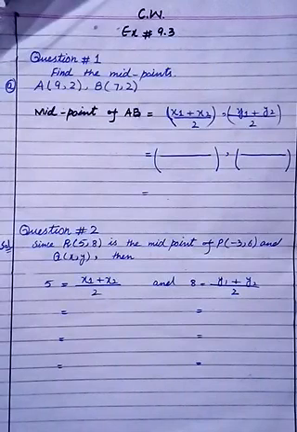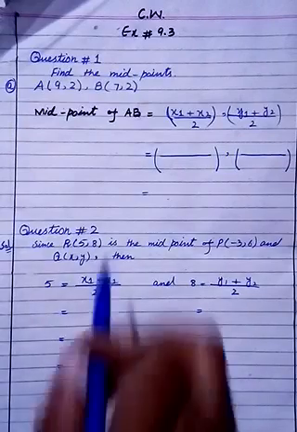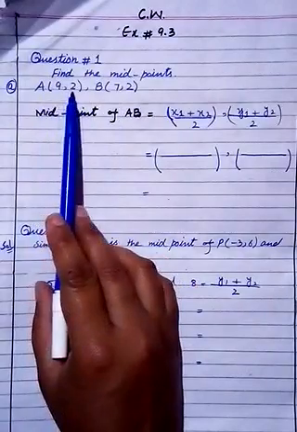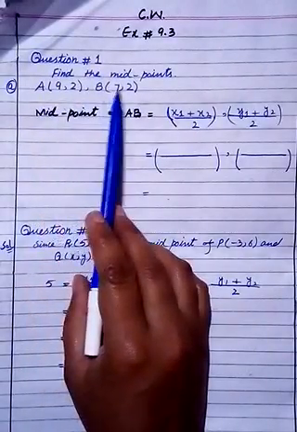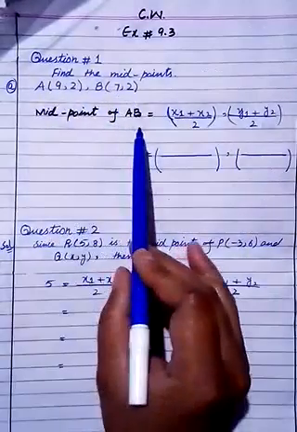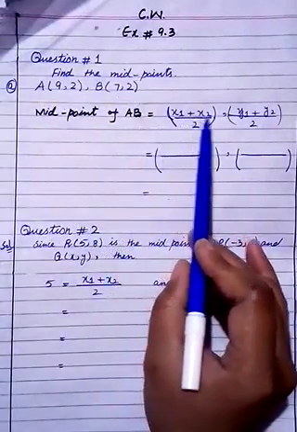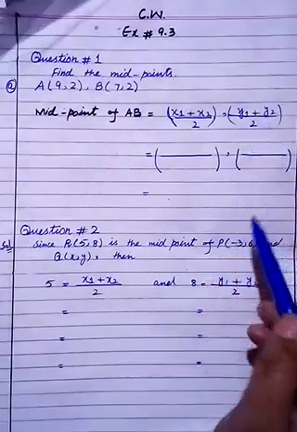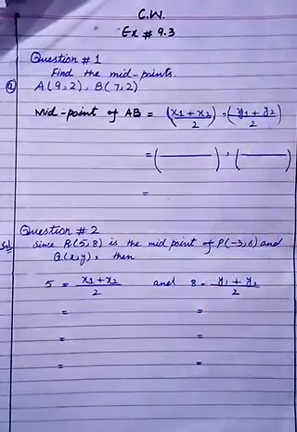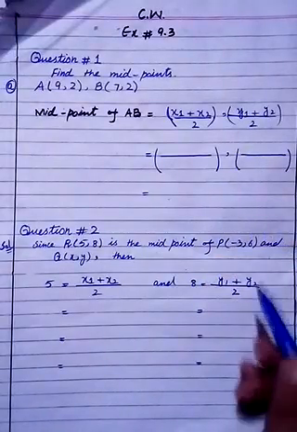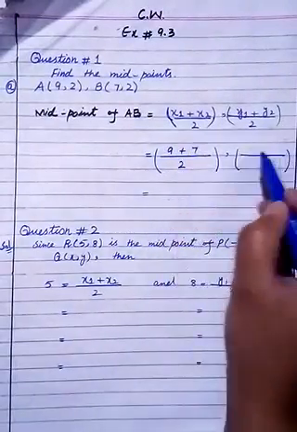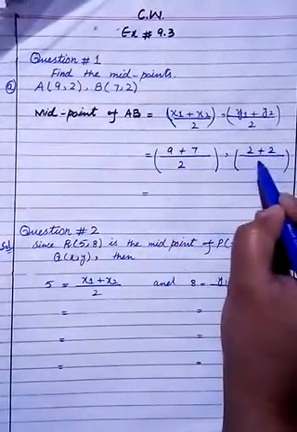Now exercise 9.3 we will start. Question number 1. Find the midpoints. Midpoint means center point. A is the first ordered pair and B is the second ordered pair: x1, y1 and x2, y2. So the midpoint formula of AB equals (x1 plus x2) divided by 2, (y1 plus y2) divided by 2. That is the formula to find the midpoint. So you have to put the values here: 9 plus 7 divided by 2 and 2 plus 2 divided by 2.